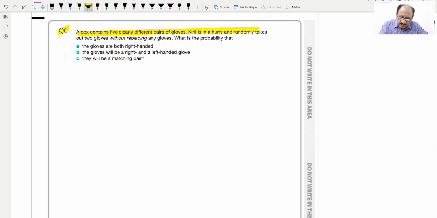Carol is in a hurry and randomly takes out two gloves without replacing any gloves. What is the probability that the gloves are both right-handed? So both right-handed, what will be the probability? So we can understand the situation: right glove, right, and right.